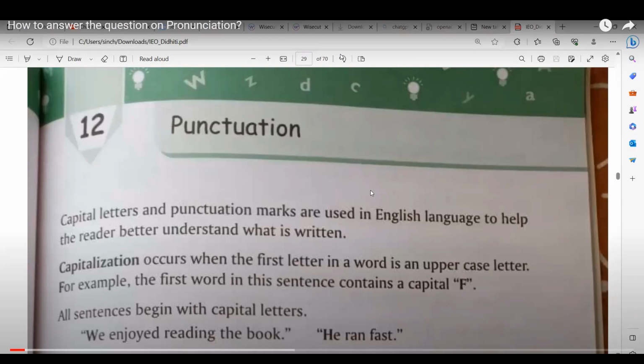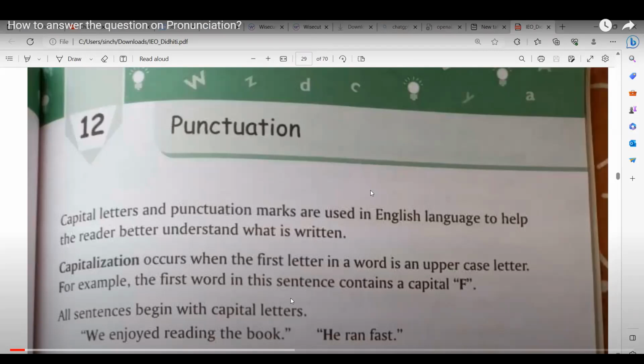Okay. Now, Tuhin, can you read the next one? Capitalization occurs when the first letter in a word is an uppercase letter. For example, the first word in this sentence contains a capital letter A. Very good. So what happened? Capitalization occurs when the first letter in a word is an uppercase letter. So when the first letter in the word is in capital, that is called capitalization.